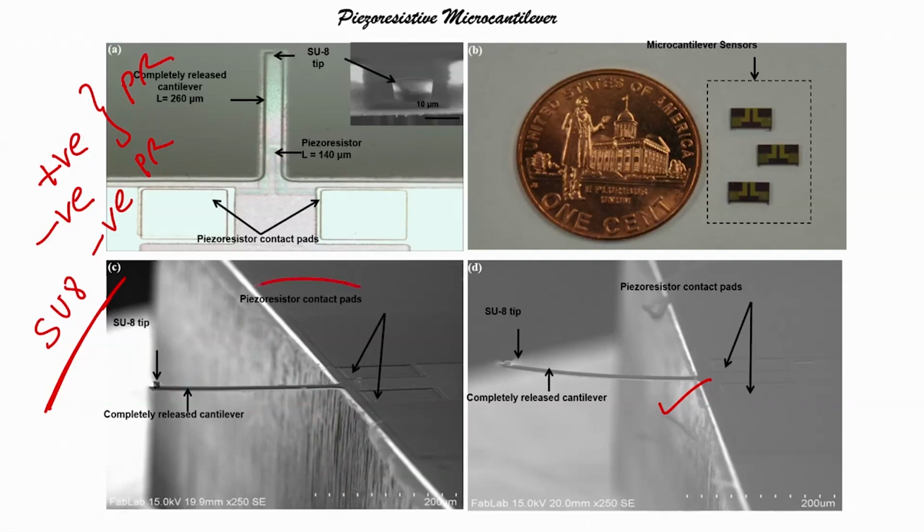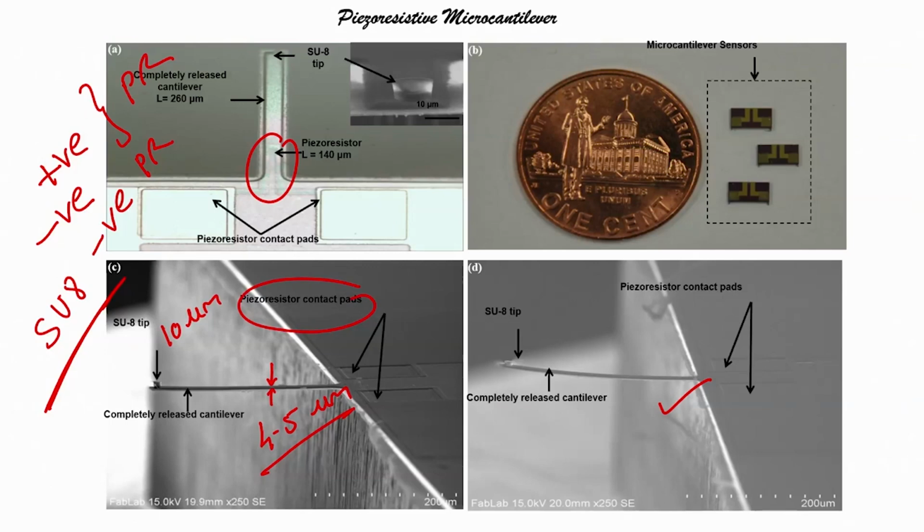Now, there is a piezoresistor embedded within the cantilever, you can see here, right, embedded within the cantilever, and the thickness of this cantilever is about 4 to 5 microns. The thickness of SU8 tip is around 10 microns.